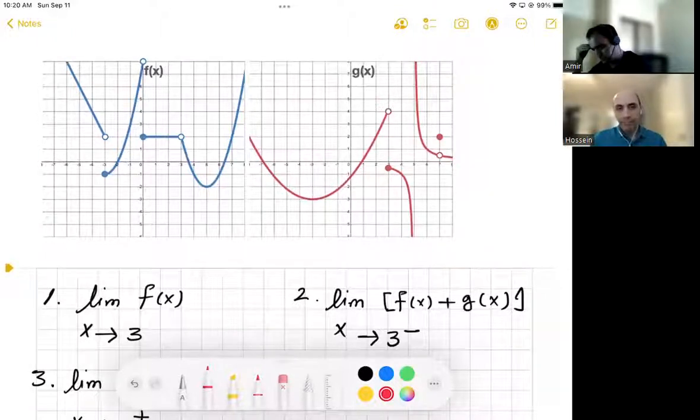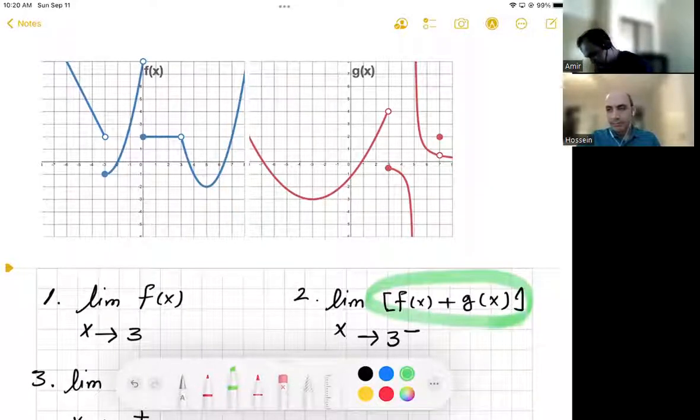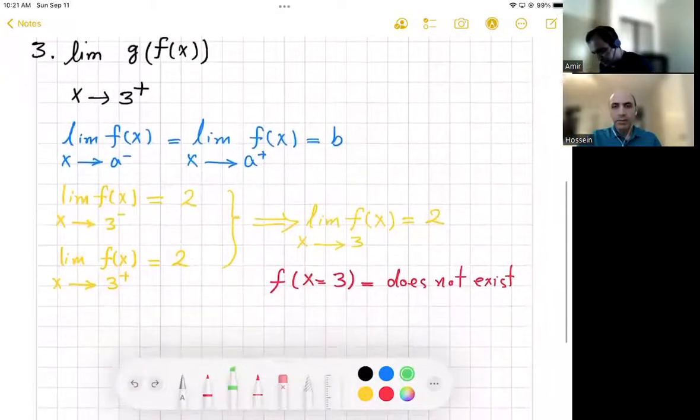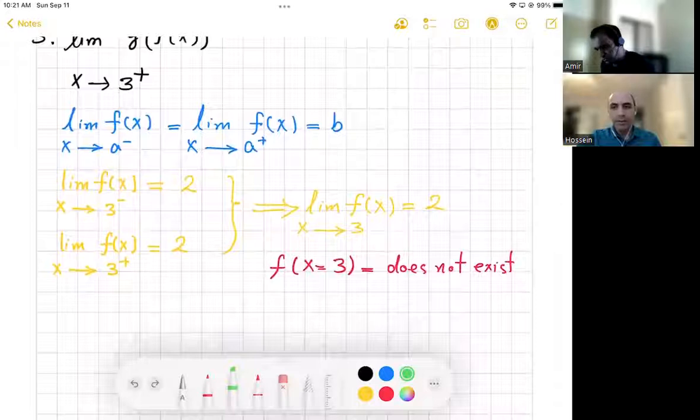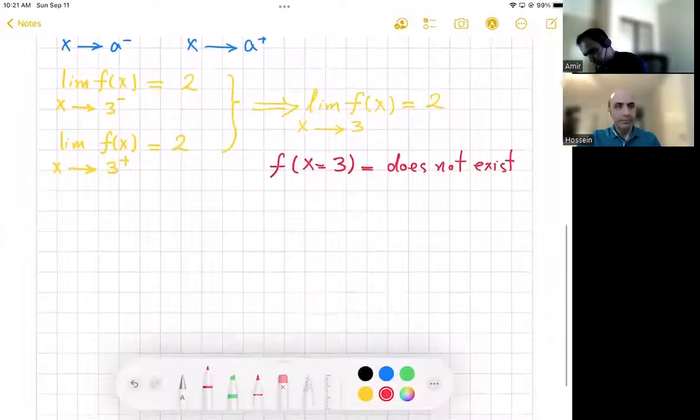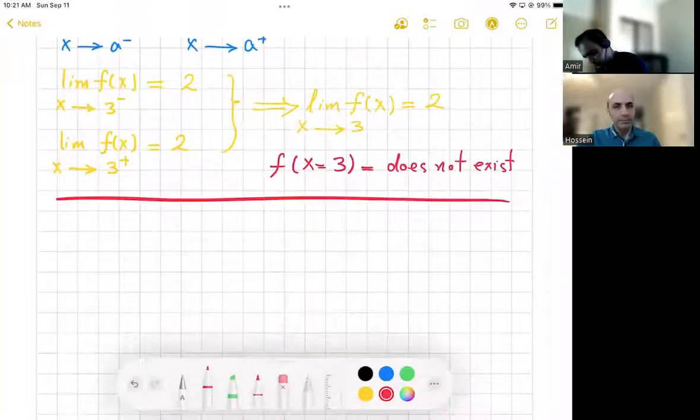Sure, good deal. Okay, here we have a summation of two functions. Based on the theorems that we have in calculus, can you write down the theorem? Yeah, sure. It's probably a good reminder for the viewers. Do you want me to delete these, or just keep them? Okay, so this one is for part 1, and this is for part 2.